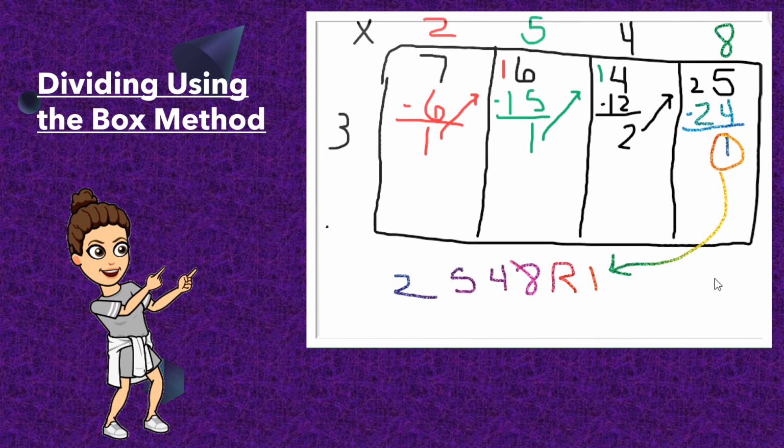Also remember, a really quick way to check your work before your teacher gets to it is to do the inverse operation. So you take your quotient of 2,548, you multiply it by 3, then you add on the remainder. If you get the dividend of 7,645, then you know you got your answer correct.